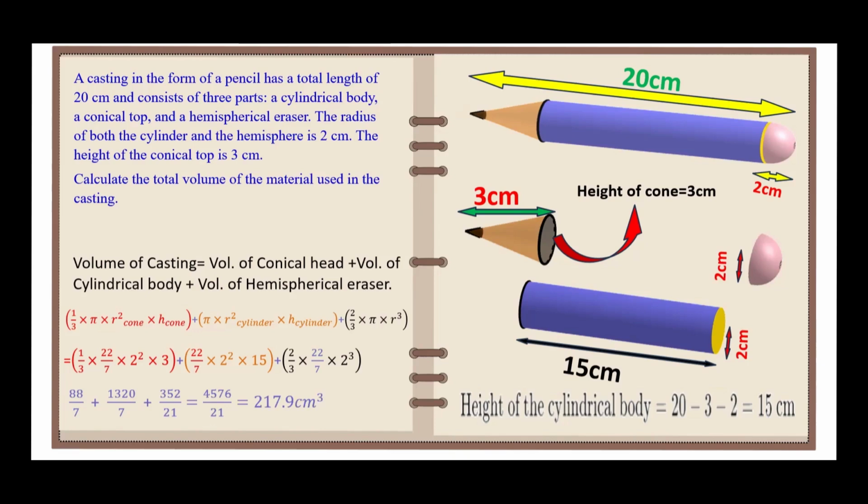So if we evaluate the first bracket, we have 88/7 plus 1,320/7 plus 352/21. This will amount to 4,576/21, and this will be 217.9 cubic centimeters. This represents the volume of the material used in this casting.